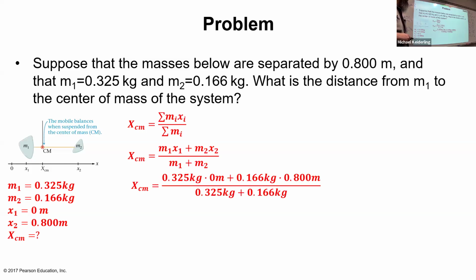So that's 0.325 kilograms times 0 meters plus 0.166 kilograms times 0.8 meters divided by 0.325 kilograms plus 0.166 kilograms. So x center of mass will be 0.27 meters.